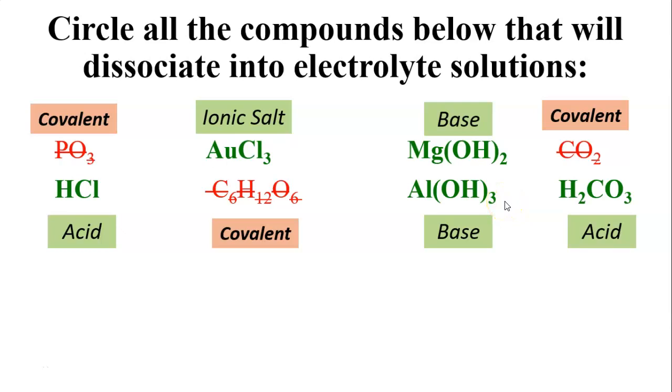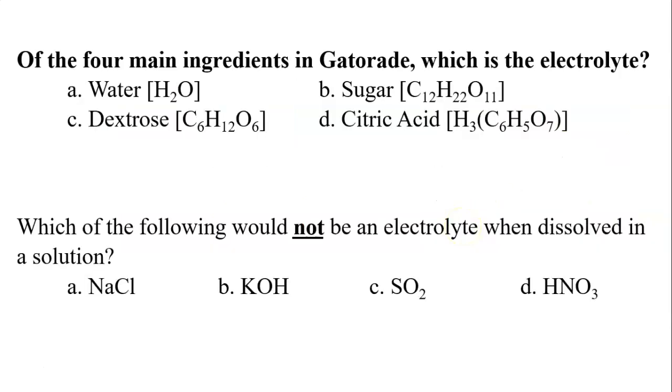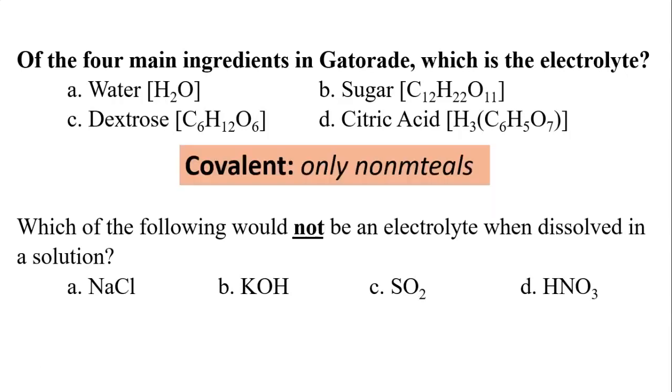You will definitely have questions just like this on your homework check and end of the week lesson. All right, a couple other examples. This one says, of the 4 main ingredients in Gatorade, which is the electrolyte? Okay, so again, we're not going to choose anything that's only nonmetals. H2O has H in the front, so it's kind of an acid, but no, we're going to say that that one is not an electrolyte.